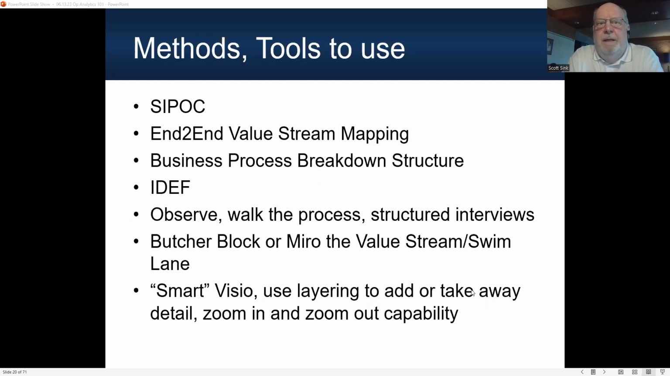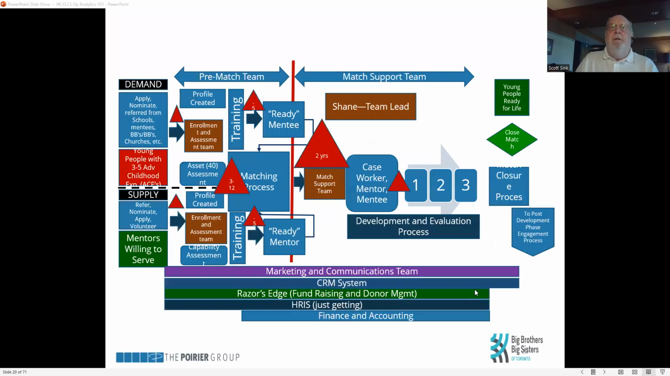or the swim lane. And then, once you've got paper and pencil versions and an understanding of how the system or process works, then we can start to codify that. We can start to get that into something like Visio, and we can make it smart. So we can use layering. We can layer failure modes on top of the Visio workflows, and we can show them or not show them. So we can get really fancy in terms of using some of the technology that's available to us today. These are just examples of methods and tools that can be used.